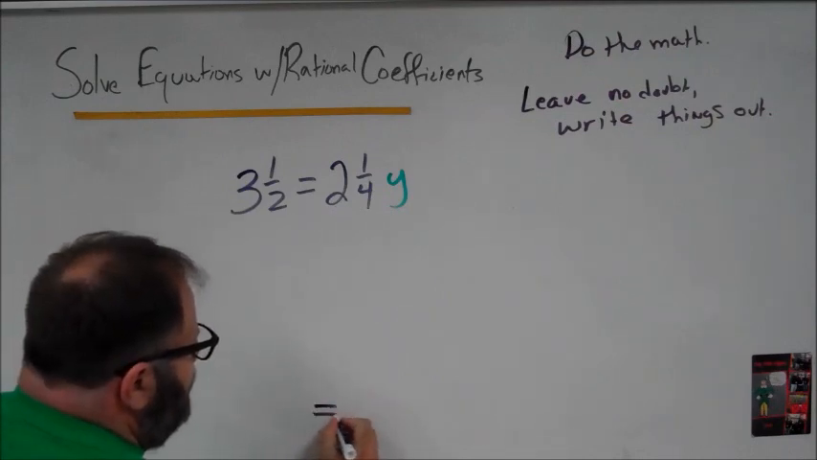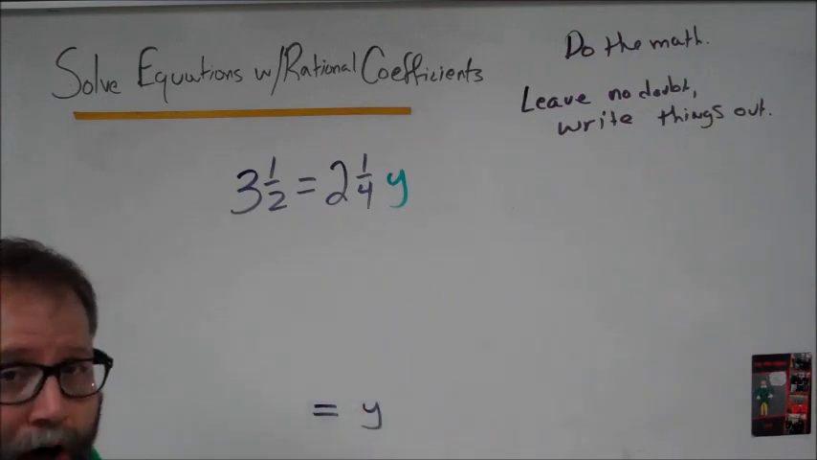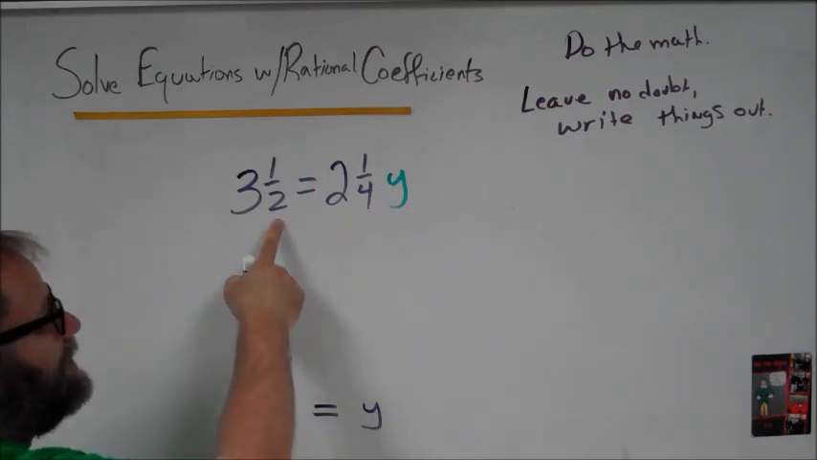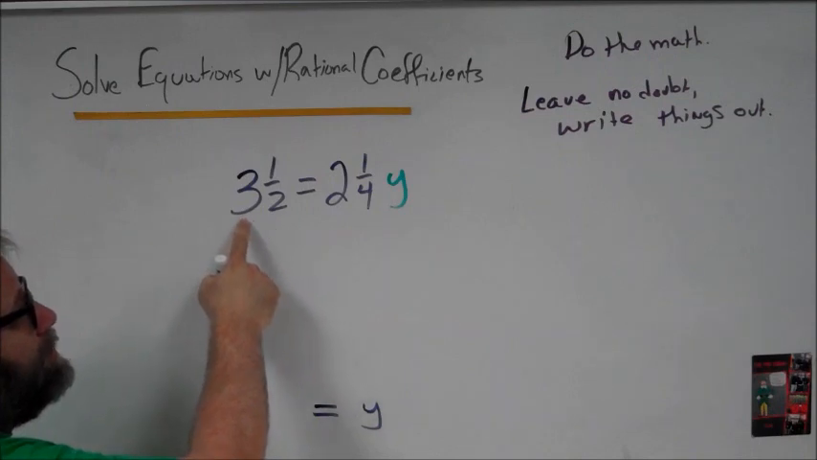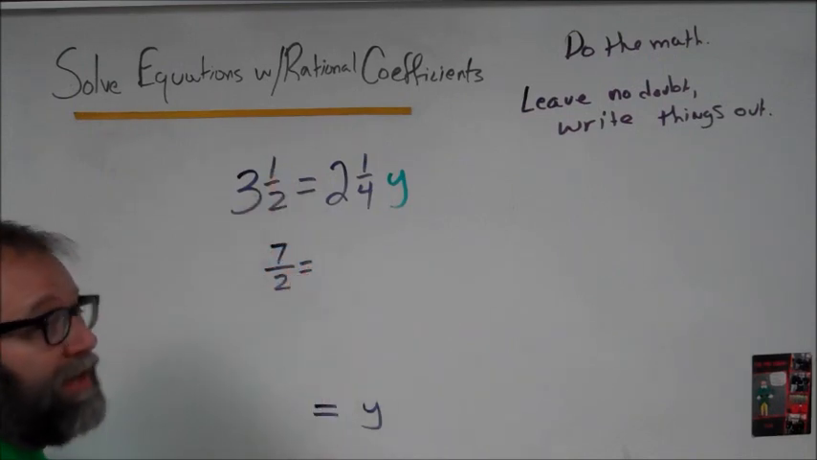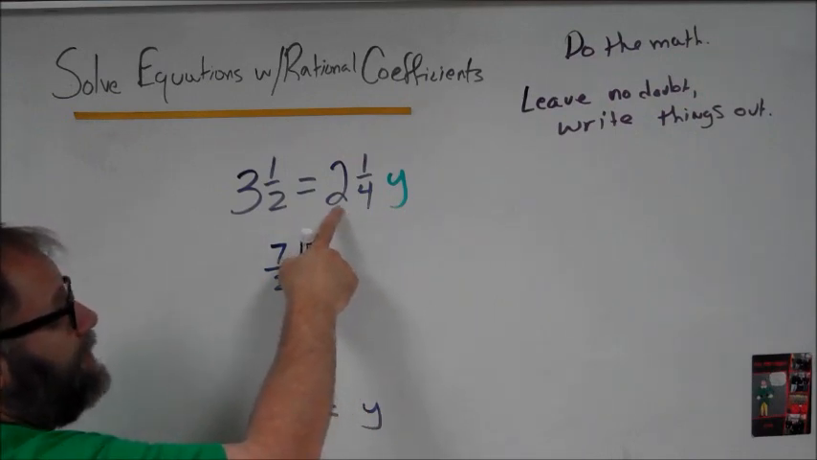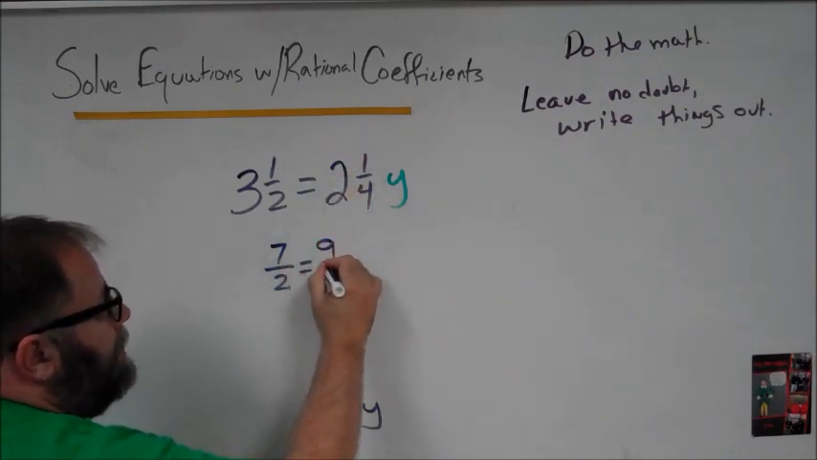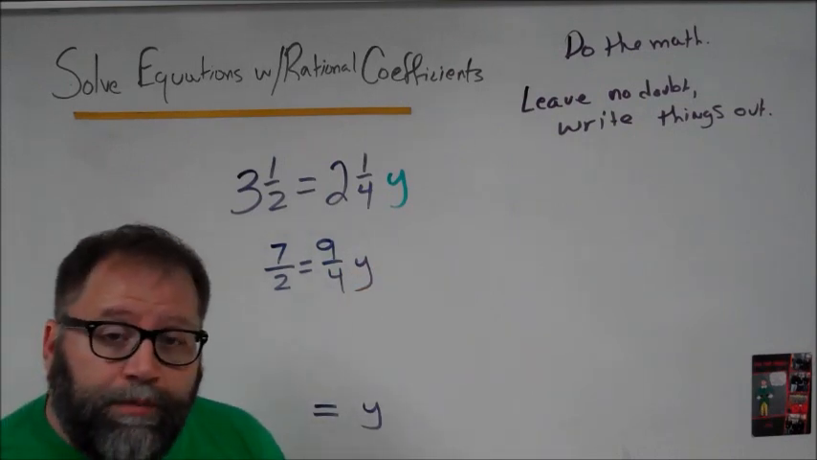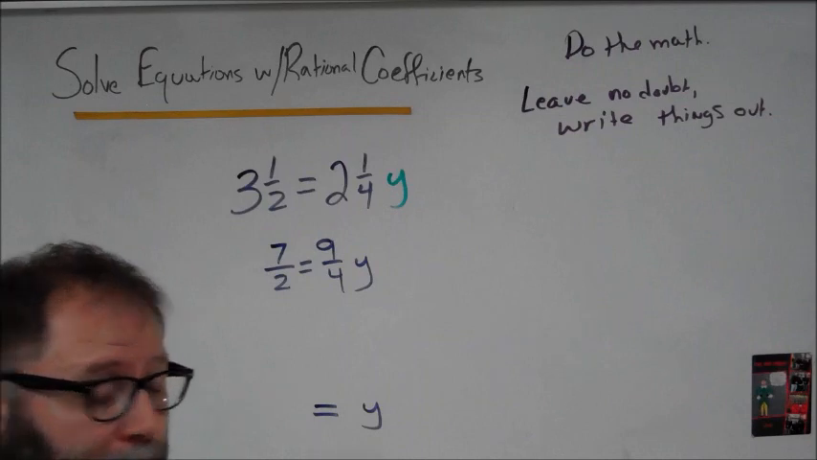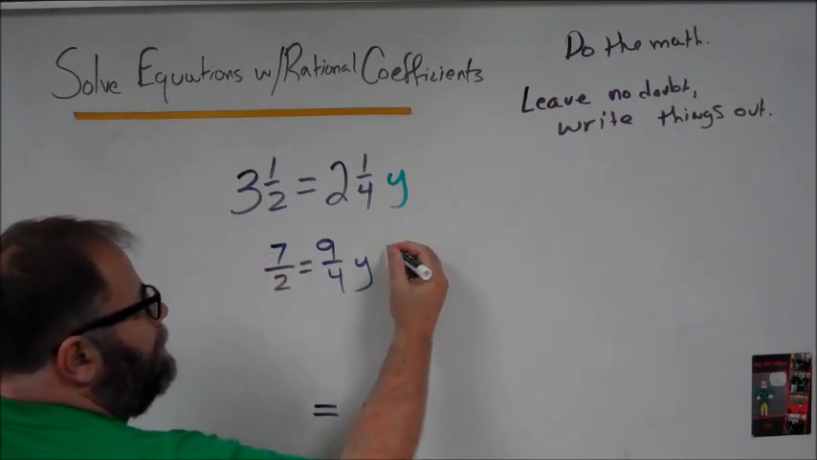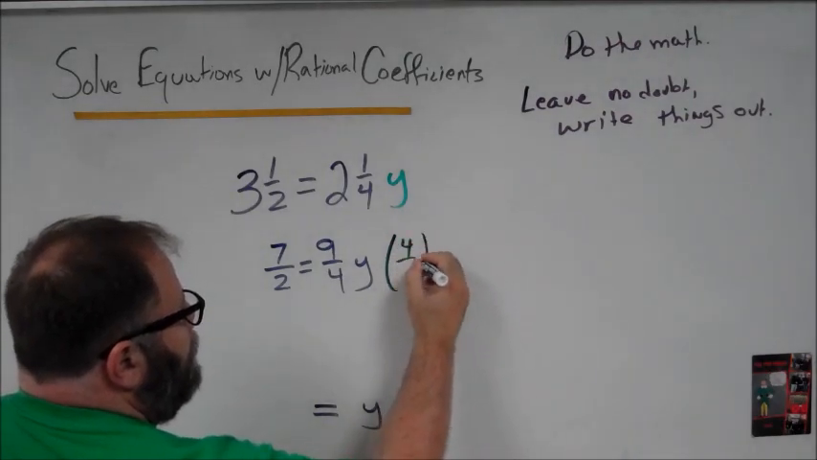I'm just going to write this down here now. Something is going to equal y. Now, let's convert these to improper fractions. So we take the denominator multiplied by the base. 2 times 3 is 6, plus 1 is 7, so that becomes 7/2, equals 4 times 2 is 8, plus 1 is 9, 9/4 y. Same thing that we did previously. We're going to multiply by the reciprocal here so that we get 1 with y. Our reciprocal of 9/4 is 4/9.